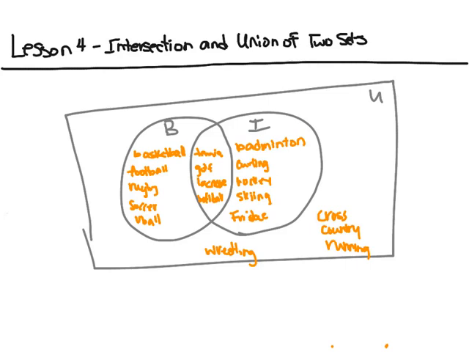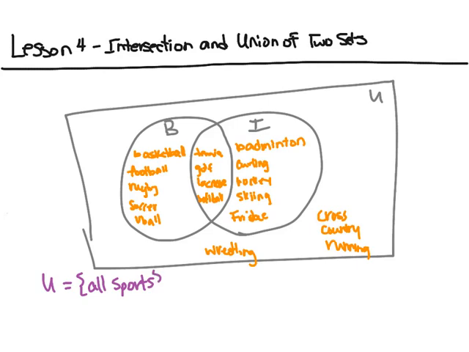So basketball, football, rugby, soccer, volleyball all use balls. Tennis, golf, lacrosse, softball use both. Badminton, curling, hockey, skiing, frisbee use implements. And wrestling and cross-country skiing use nothing. So what we're going to do is find U, which is the universal set. So that would be all sports.